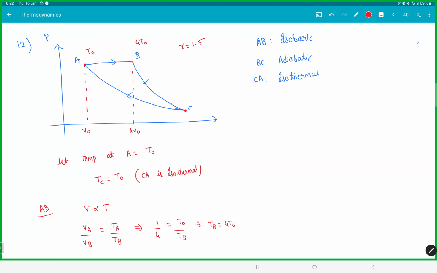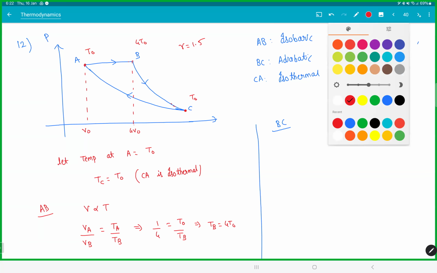Now, VC is 64 V naught, everyone. Now, you want to find VC there. Now, if you go from B to C process, it is adiabatic. So you can clearly see, I know the temperatures. I need to find the volumes.